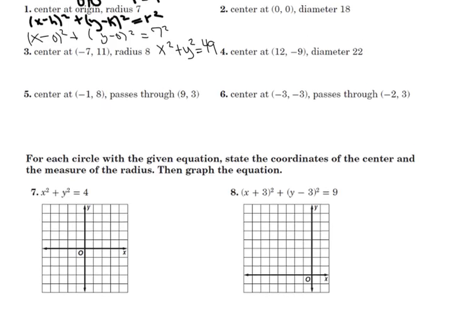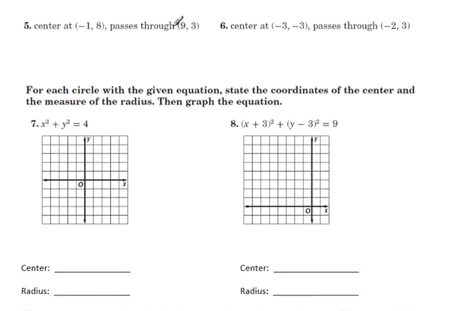Okay, number 5, we have a center at -1, 8 that passes through 9, 3. That would represent our radius here. So we first need to find the distance between these 2 points using the distance formula. In doing that, that'll give us the radius between those 2 points.